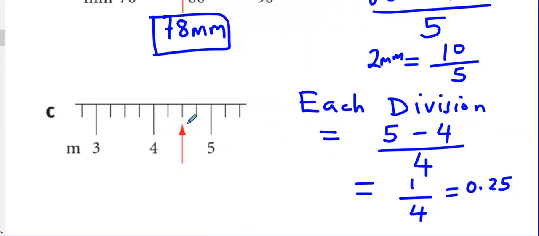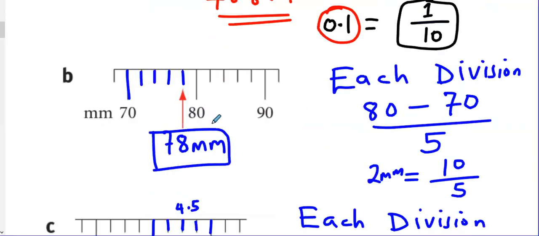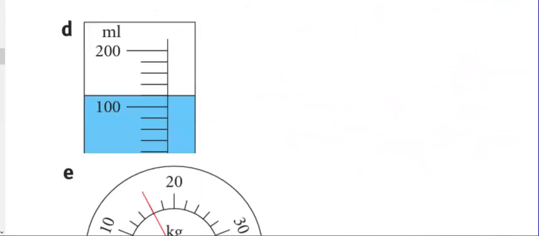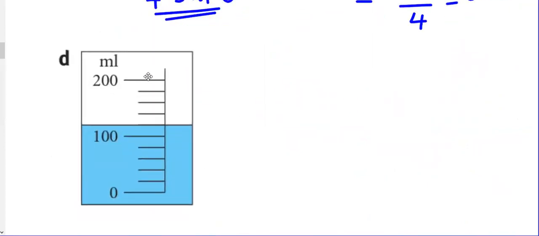Let me check what this arrow is pointing to. This is 4, then this will be 4.25, this will be 4.5. So this arrow here is reading 4.5 meters. Now, if I keep going, this is 4.5, 4.75, this will be 5. So my reading is correct. All right, you can pause the video and try the remaining questions, but otherwise, let me proceed with part D.